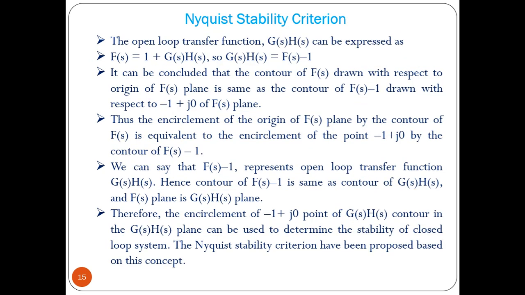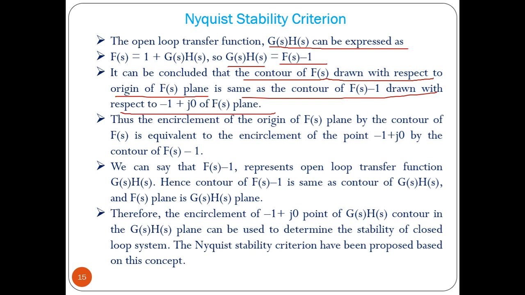Now before going into that, let us find out another important point. The characteristic equation is F(s) equal to 1 plus G(s)H(s) equal to 0, right? So G(s)H(s) can be written as F(s) minus 1. So what we can conclude is that the contour of F(s) drawn with respect to the origin of the F(s) plane is the same as the contour of F(s) minus 1 drawn with respect to minus 1 plus j0 of the F(s) plane. So from F(s) we are subtracting 1, right?